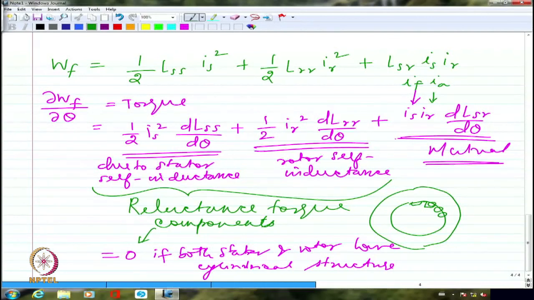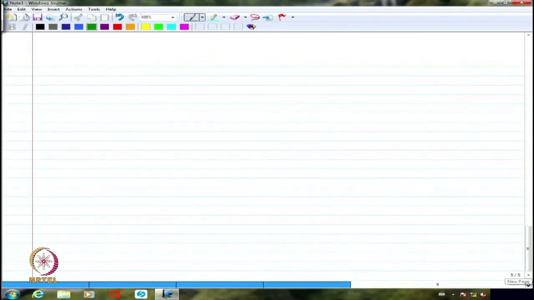Now I have to look at how exactly LSR varies with respect to theta. Right? So if I actually look at LSR, how it varies with respect to theta, we are slowly migrating into the DC machine. That's what we are doing. Okay? So if I have, let us say, this is going to be probably my stator pole.